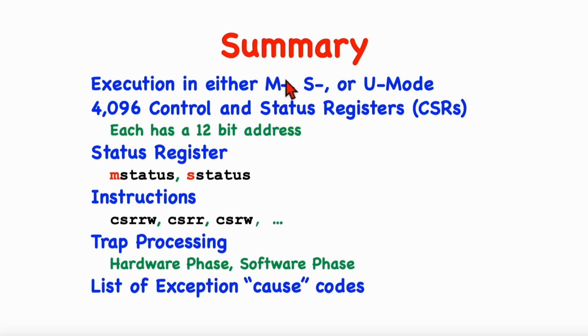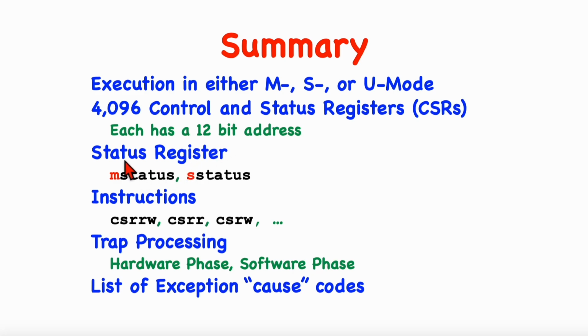Okay, to wrap up, in this video we saw that at any one time the core is executing in either machine mode, supervisor mode, or user mode. And upon reset, the core begins executing in machine mode. The operating system is typically running in supervisor mode. We saw that there are a bunch of control and status registers. Each has a 12-bit address and some special functionality. Some CSRs are accessible in any mode, while others can only be seen in supervisor and machine mode, and some registers are only accessible in machine mode.